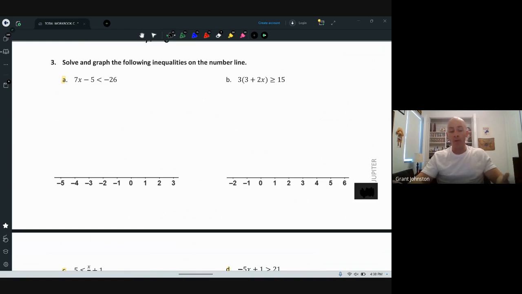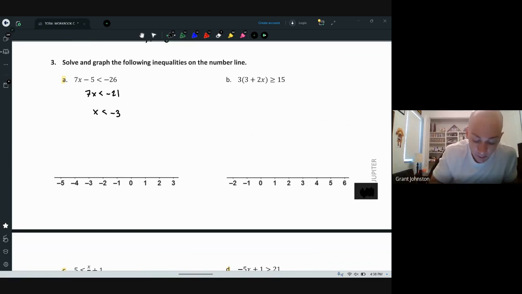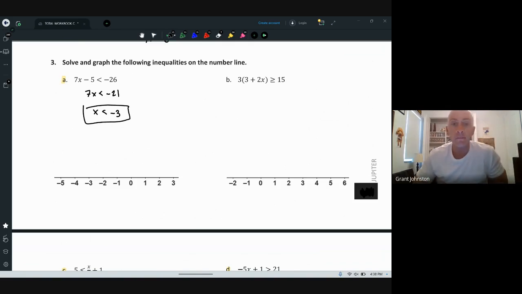We're trying to isolate the variable. So for A, I got 7x minus 5 is less than -26. To solve for x, I'm going to add 5 to both sides. So I'm going to have 7x is less than -21. Then divide by 7. X would be less than -3. To graph that, I would do an open circle at -3, and then everything less than -3 would be to the left. These numbers over there.